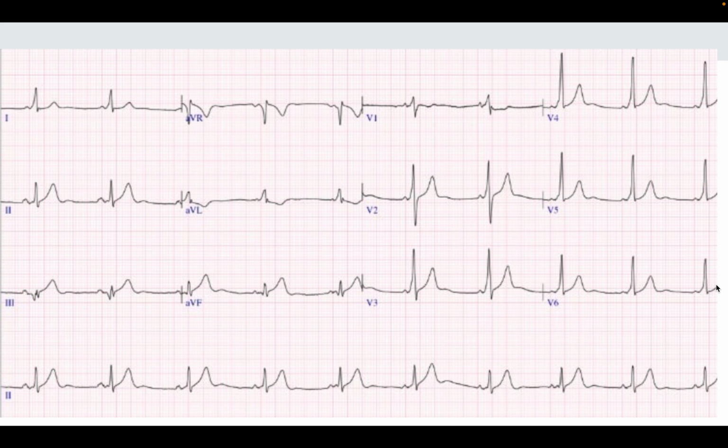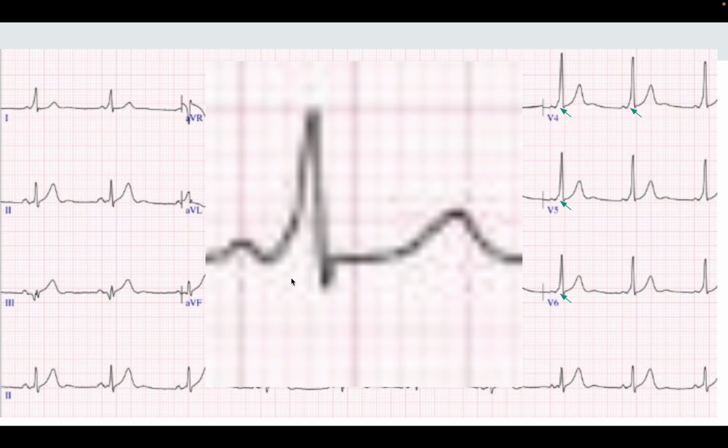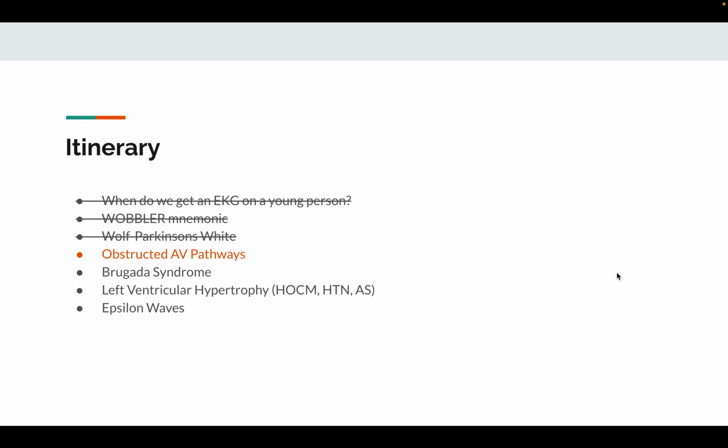So, what are the findings on the EKG? Well, we have this slurred upstroke, this delta wave, and if I blow up one of the complexes, we can see that we have this short PR interval, which is less than 3 small boxes, or less than 120 milliseconds. Remember, 1 small box is 40 milliseconds.